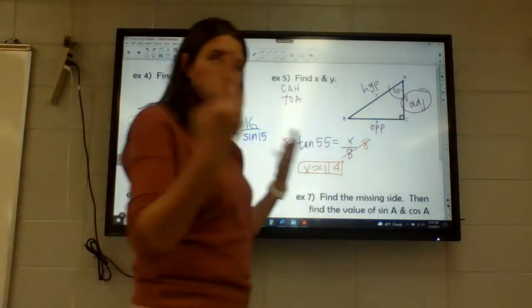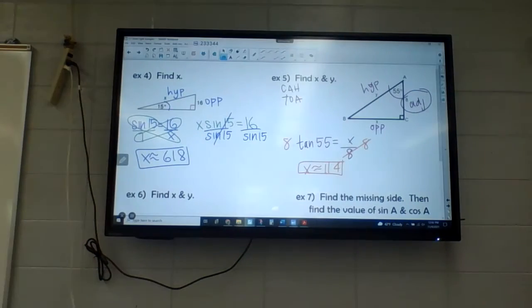You could also use trig if you wanted to. You could do cosine, and that would give you the hypotenuse. You could actually even do sine, and that would give you the hypotenuse, so that would work as well. I think Pythagorean theorem works nicely.